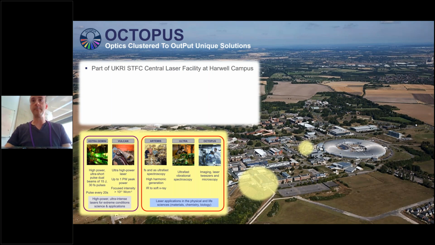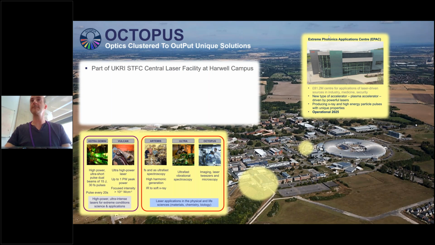There's also a facility that the Central Laser Facility is just developing at the moment called the Extreme Photonics Application Centre. This is a new £80 million centre for laser-driven sources. It's actually developing a new type of accelerator, using a powerful laser as a plasma accelerator, firing that at targets to do a whole new range of science. So that's going to be operational in a couple of years' time.